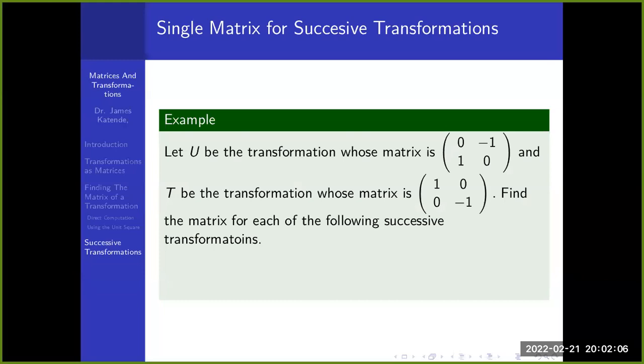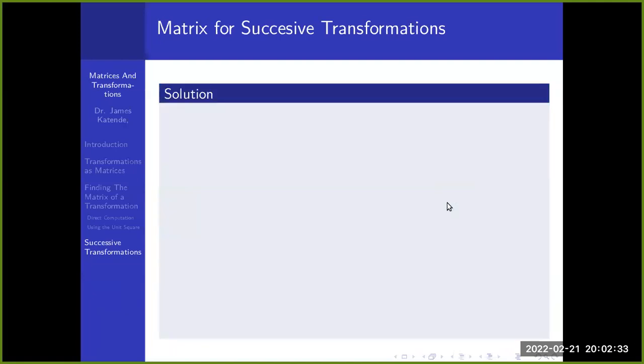So here is an example. If you have U and T as your transformations, we want to find one matrix that represents each of the following successive transformations: U followed by T, and then T followed by U. So we start with the first one, U followed by T. Remember, U is this matrix, and T is represented by this matrix.